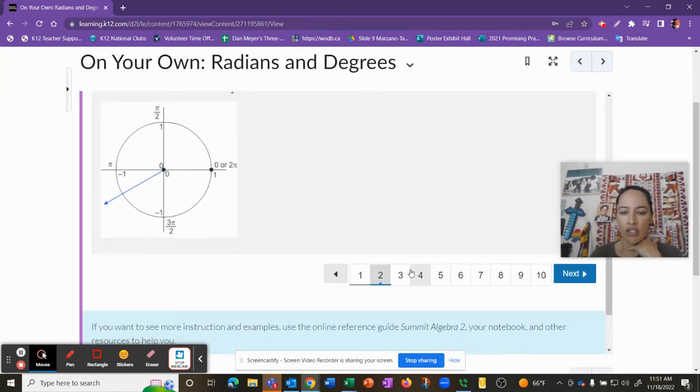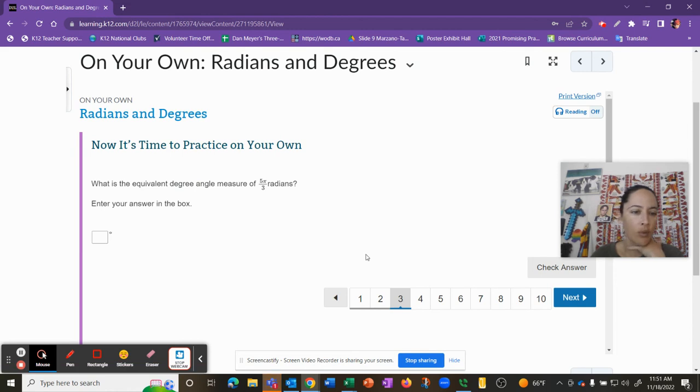Okay, next question. What's the equivalent degree? Really, you just need your calculator here. The pi's are going to cancel because the conversion rate is 180 over pi. I have it written down. So you end up with 5 divided by 3 times 180.